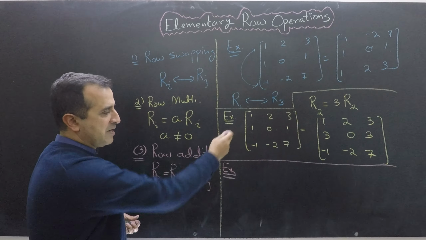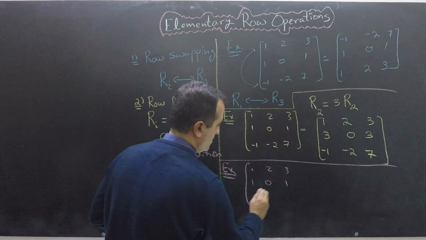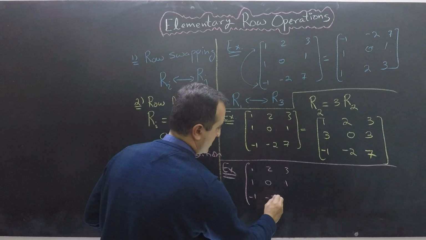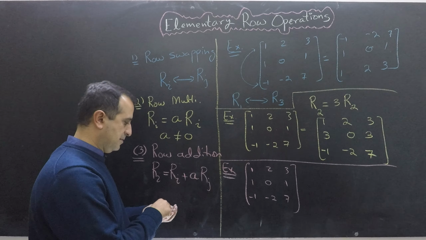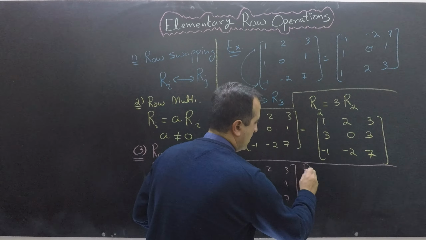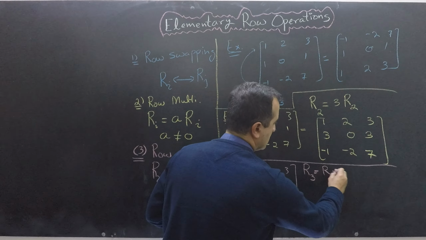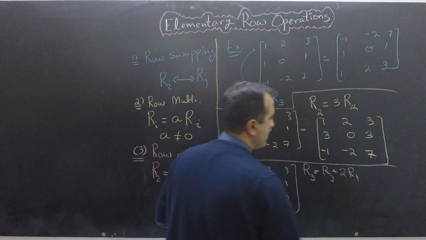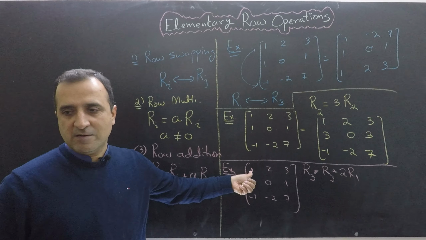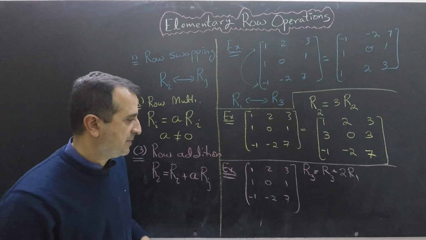Once again we have the same matrix: 1, 2, 3; 1, 0, 1; minus 1, minus 2, and 7. Let's say I have to do an operation, which is R3 equals R3 plus 2 times R1. So I have to multiply the entries of R1 by 2, and then add the result to R3.